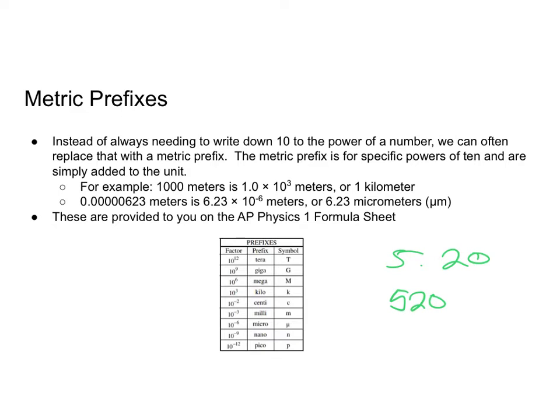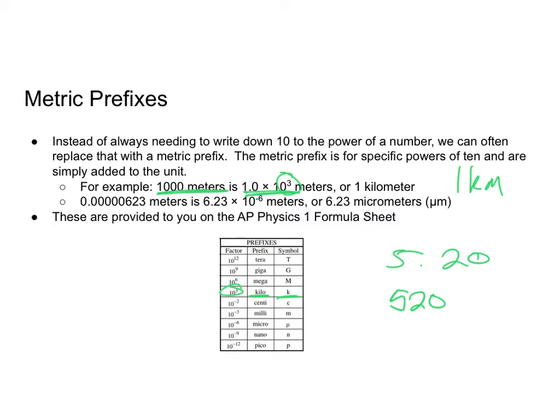So for an example, we have 1,000 meters. Instead of writing down 1,000, it's 1 times 10 to the 3rd meters. You might say that's probably just as much work, if not more, and you would be absolutely correct. But 10 to the 3rd, if we look at our metric prefixes, is a kilo, or k. So we can instead do 1 kilometer. That's way quicker: 1,000 meters is 1 kilometer.